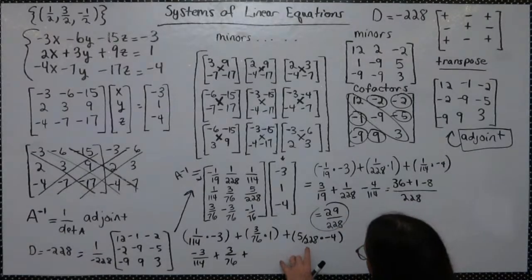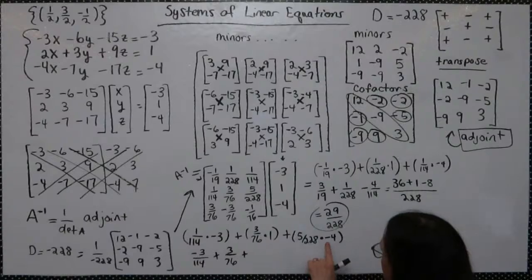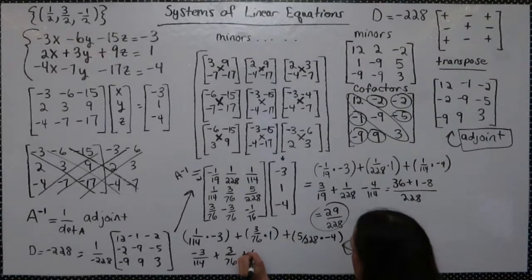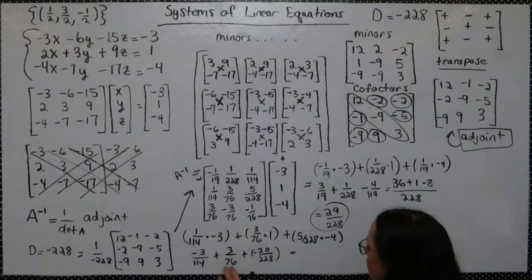So this is going to be -20 over 228. All right, so we'll add our negatives. Let's just get a common denominator. We know it's 228.